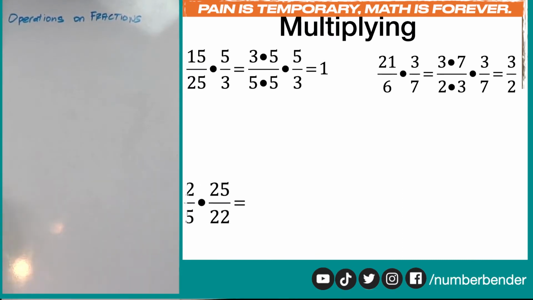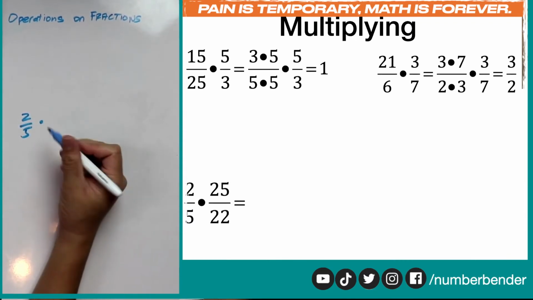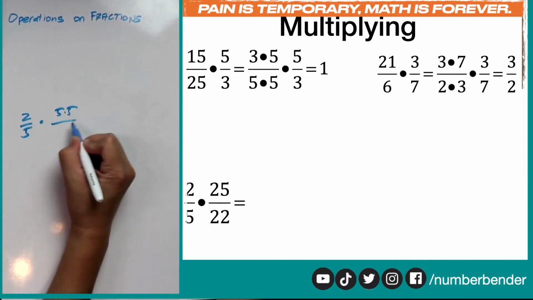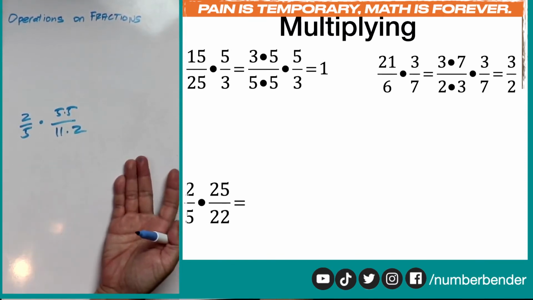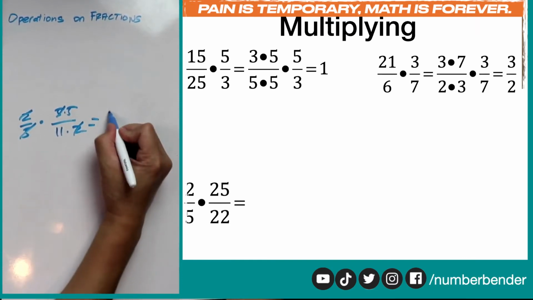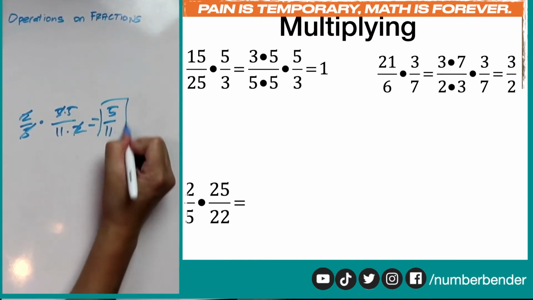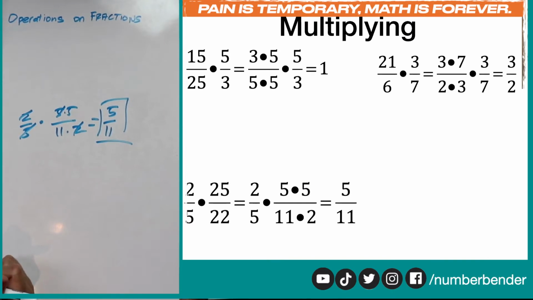So 2 over 5 multiplied by 25 over 22. We know that 2 and 5 are prime numbers, but we can break down 25 into 5 times 5 and 22 into 11 times 2. And now we can cancel out the 5 right here and the 2 right here, and we'll end up with 5 over 11.